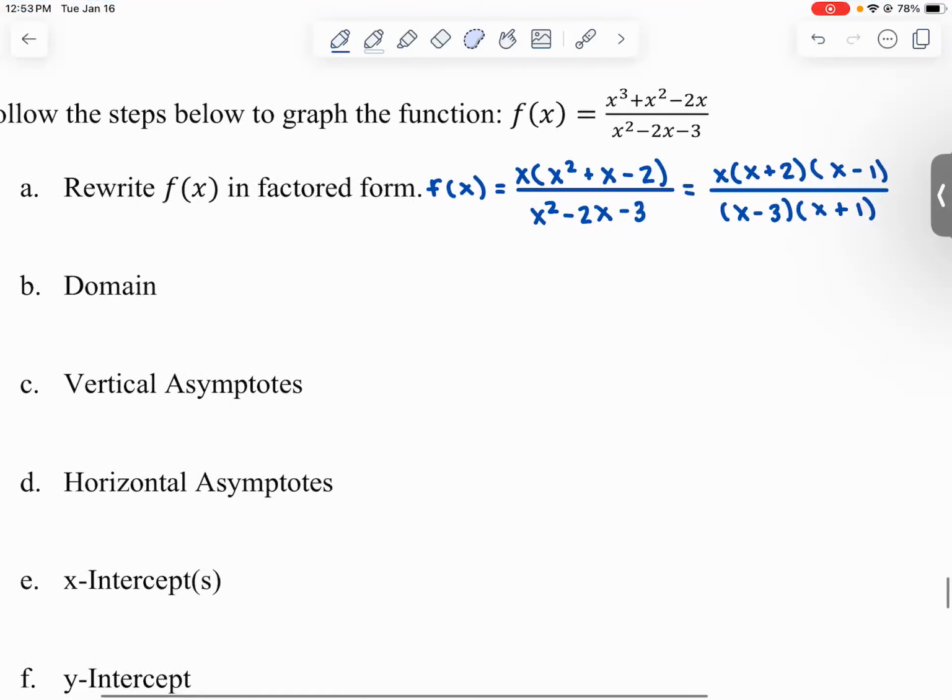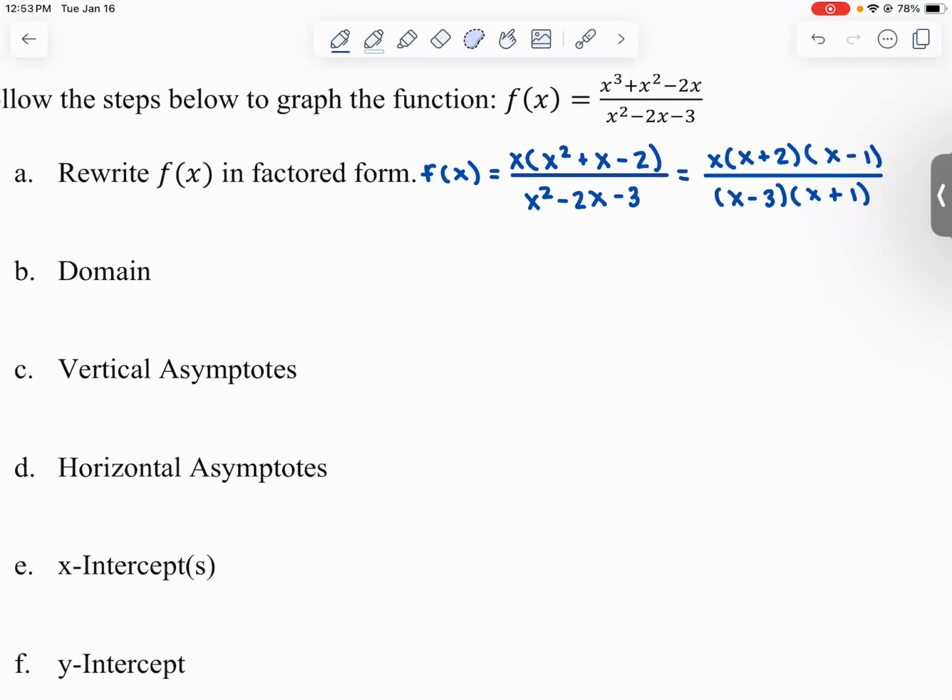As far as domain goes, we're looking at where the denominator is not equal to 0. In this case, I see that I will end up with a vertical asymptote at 3 and at -1. These are going to be the two values that I exclude from my domain. So my domain will be everything except these two numbers. Again, that's where our denominator equals 0.